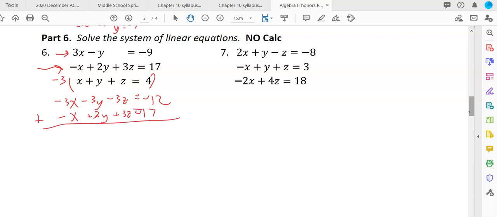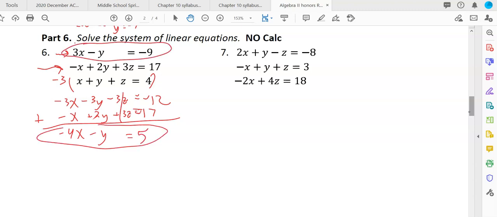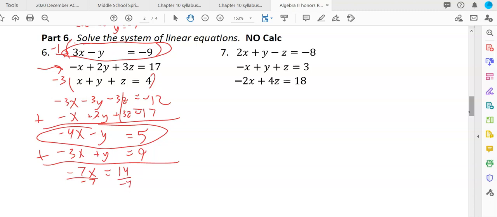So when I add those together, I get negative 4x minus y equals 5. So now I have this equation and this equation. Solve those two. How do I do that? It looks like if I just multiply the top equation by negative 1, the whole thing, I get negative 3x plus y equals positive 9. And I add, I get negative 7x equals 14, that's nice. Divide by negative 7, get x equals negative 2.